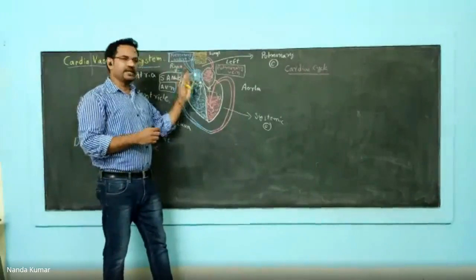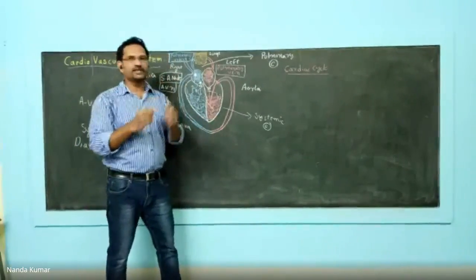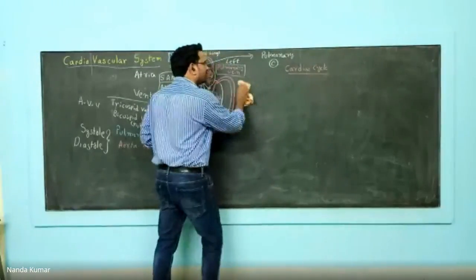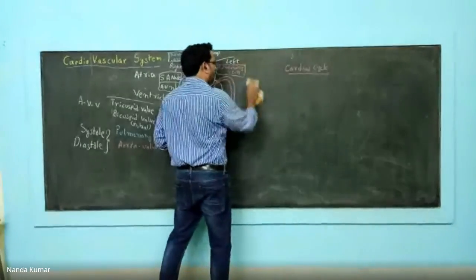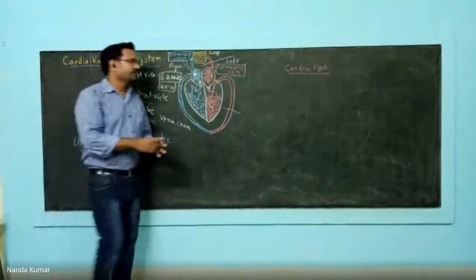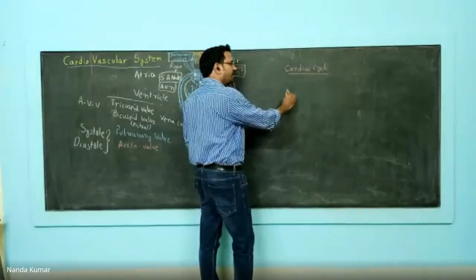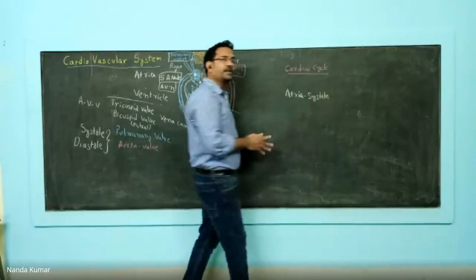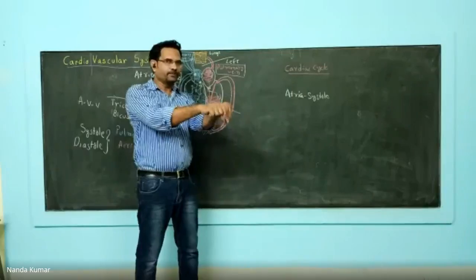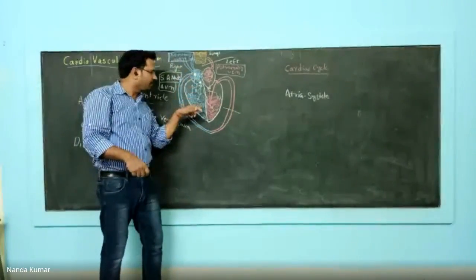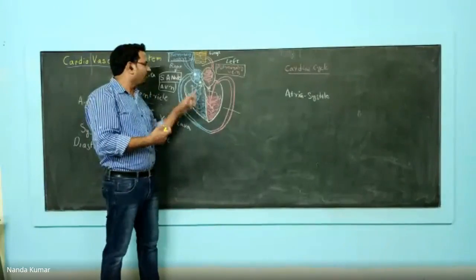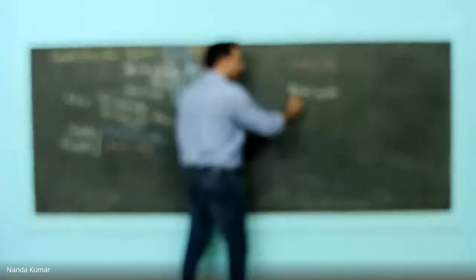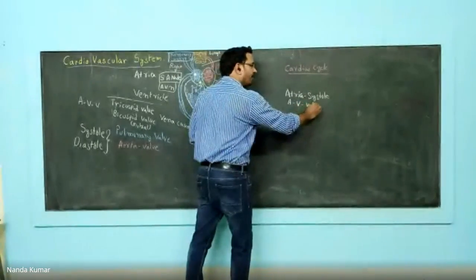Now, see, we'll start with atria. At the initial stages, atria will start contracting. Let me erase these things so that things will be clear. Okay. So at the beginning, what happens is atria undergoes systole. What do you mean by atria systole? Both the atria contracting. What happens when atria contract? The blood has to come down to the ventricle. When will it come down? When these valves open. When atria is under systole, atrioventricular valves open.